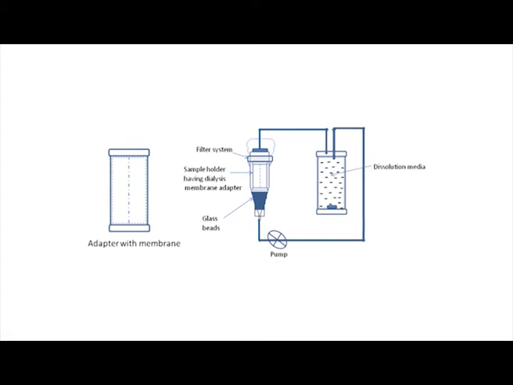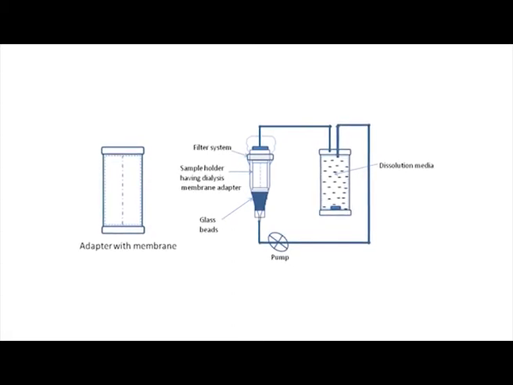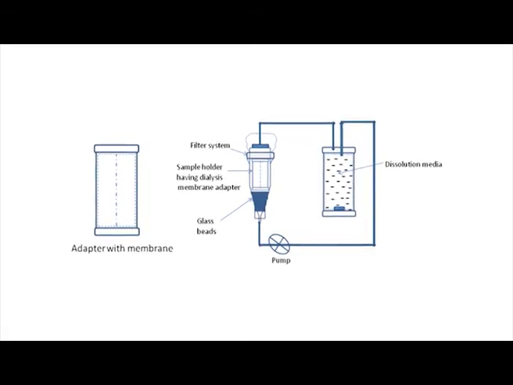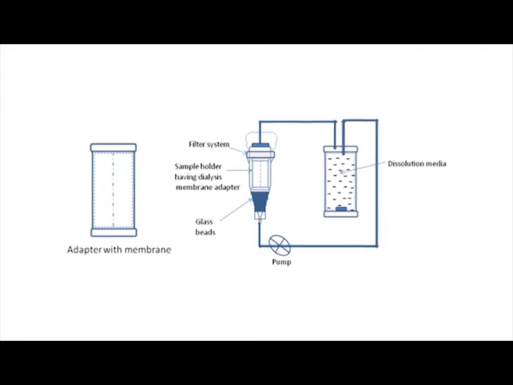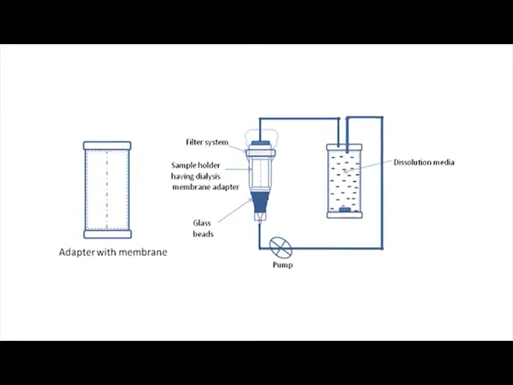Apparatus 4, flow through cell. The assembly has a reservoir and pump for holding the dissolution medium, a flow through cell, and a water bath that maintains the dissolution medium at 37 plus or minus 5 degrees. The cell size is specified in the individual monograph. The pump forces the dissolution medium upward through the flow-through cell. The schematic diagram of the flow-through cell is showing on your screen.